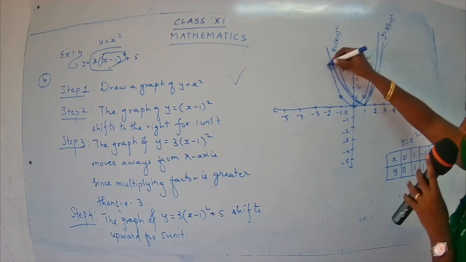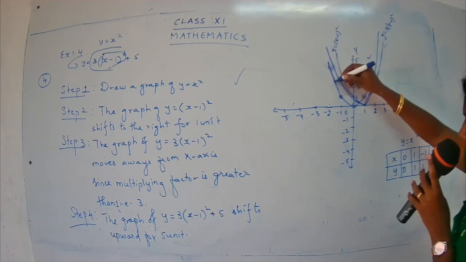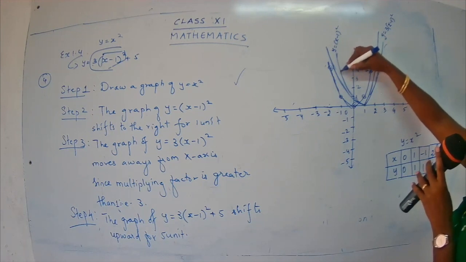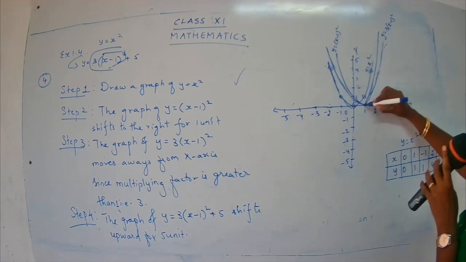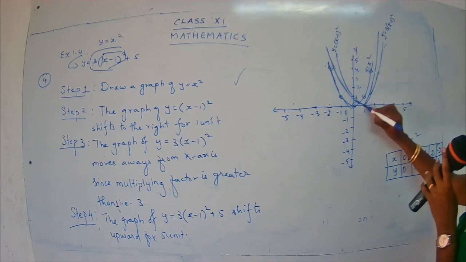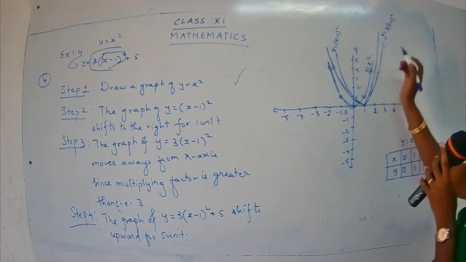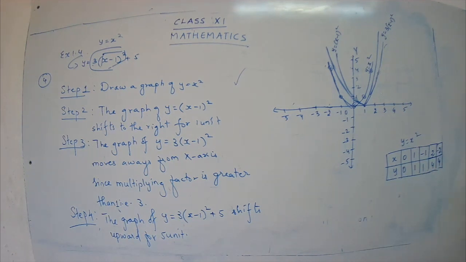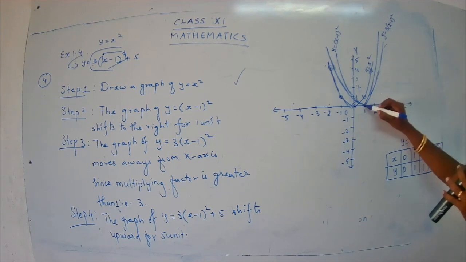This first one is y is equal to x square. The darker one is y is equal to x square. Okay, then we have plotted for y is equal to x minus 1 the whole square, which is from 1. And now you are going to plot for y is equal to 3x minus 1 the whole square, which says that the graph moves away from the x-axis.